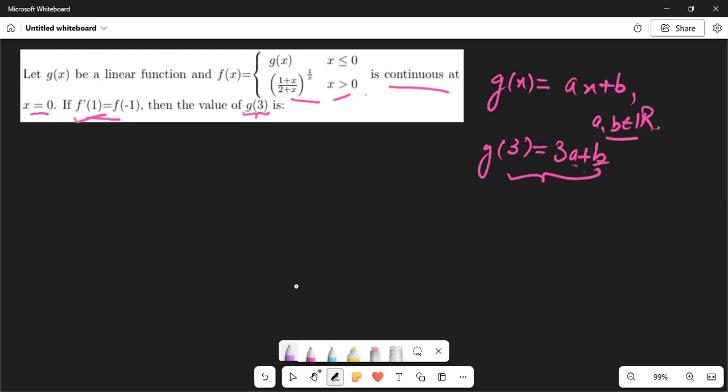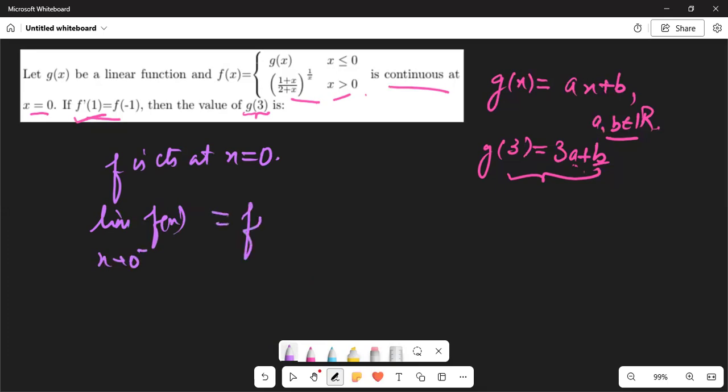So using the first hypothesis, they're saying that f is continuous at x equals 0. This means that the limit of f(x) as x approaches 0 from the negative side equals the value at 0 and the limit as x approaches 0 from the positive side of f(x). This is what continuity means at the point x equals 0.